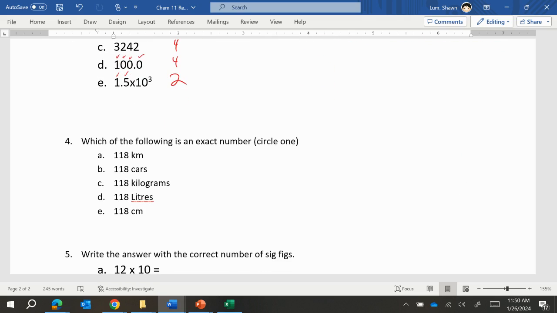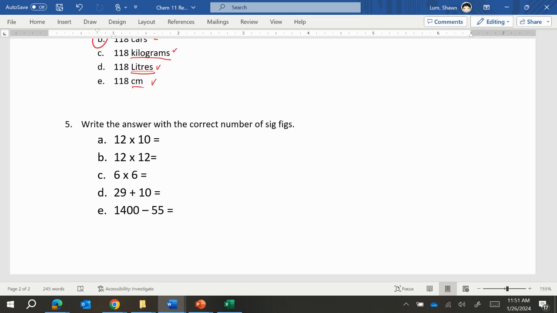Okay, which of the following is an exact number? Distance, mass, volume, length. These are all measurements. There's nothing that's perfectly 118. It could be 118.1 centimeters. The only thing that's an exact number is counted. This is the only thing that was counted. Everything else is a measurement. So these have significant figures: this one, this one, this one, and this one. This has no significant figures.